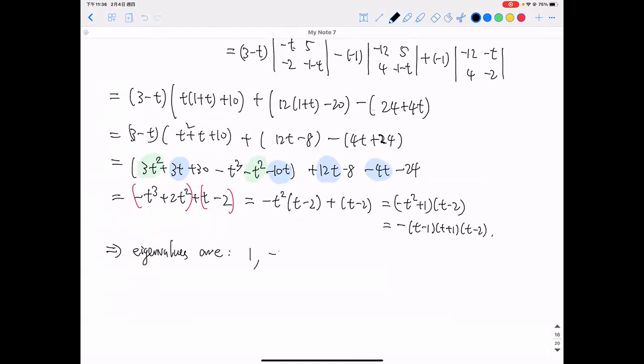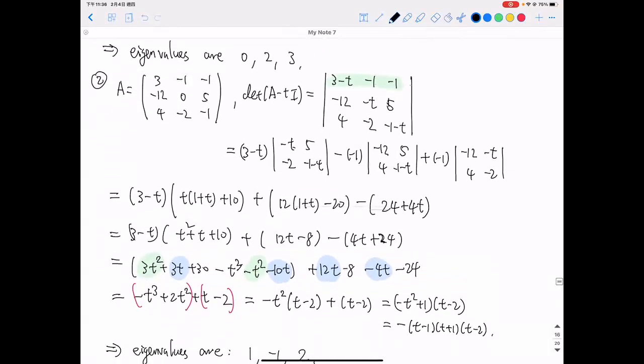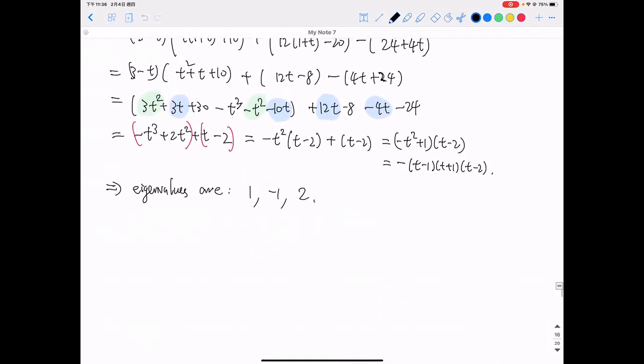One minus 1, and 2. Okay, so now let's see one more example. So we're gonna do a very nice case. You will see why it is nice. 1 0 0 0 2 3 0 0 1 minus 1 2 0 0 1 1 3.